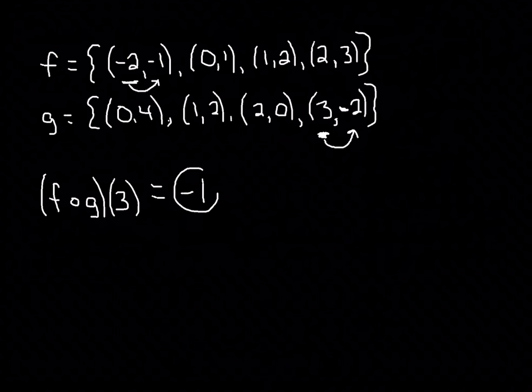So it's kind of like a little bit of substitution. So you look for g of 3. G of 3 is negative 2. And then you plug negative 2 into the f of x. And f of negative 2 is negative 1.